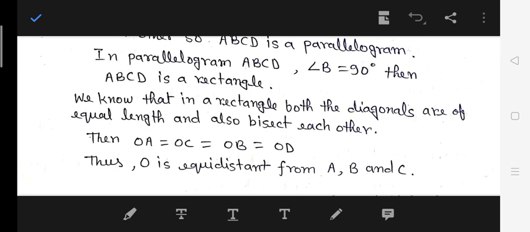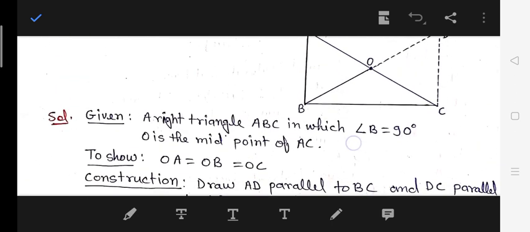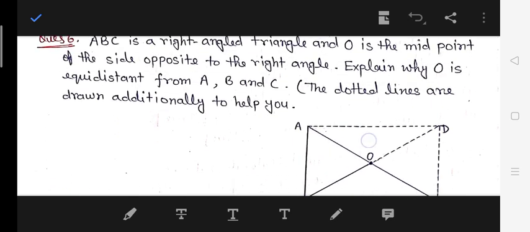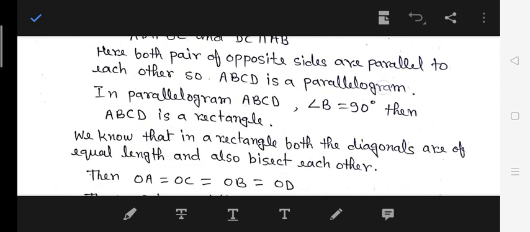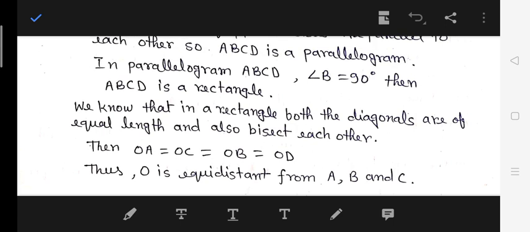So students, it is the last question of the exercise 3.4. So this chapter is going to be completed. Again I will send you the PDF of this file so that you can write it in your fair copy. So thank you students.